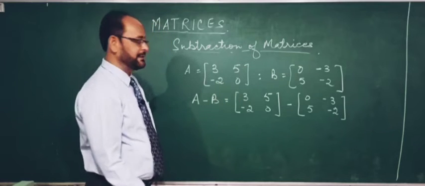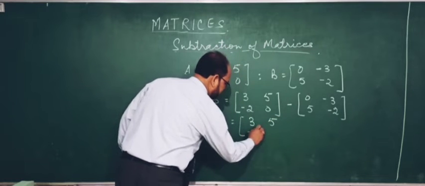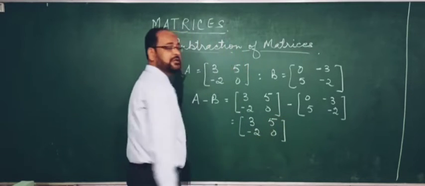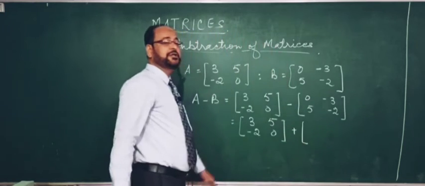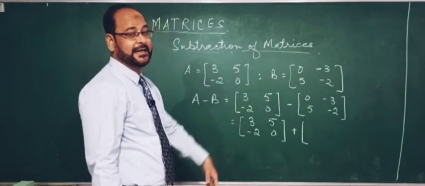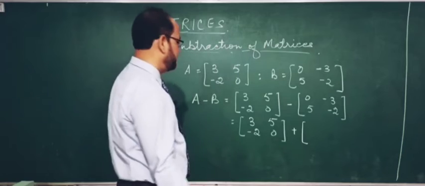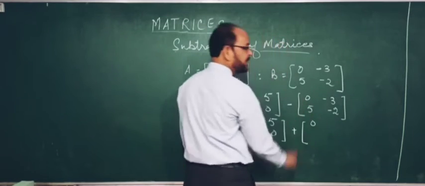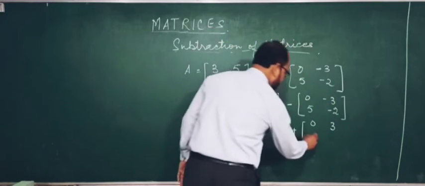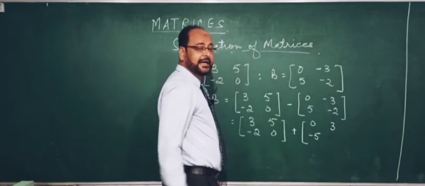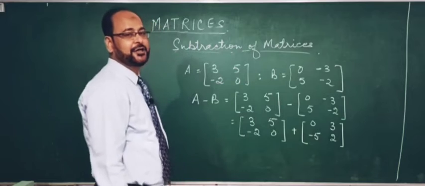Now you will write the first matrix as it is, 3, 5, negative 2, 0, and you will change this negative sign into a positive one, and then you will change the signs of all the numbers written in matrix B. So 0, as you all know, doesn't have any sign, so you will not change any sign here. Then negative 3 will become positive 3, positive 5 will become negative 5, and negative 2 will become positive 2. So now it is the same as the addition of two matrices.